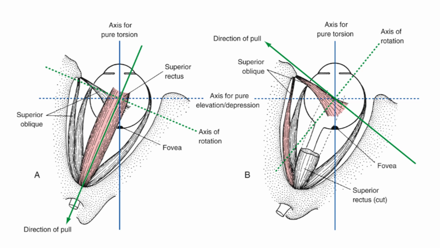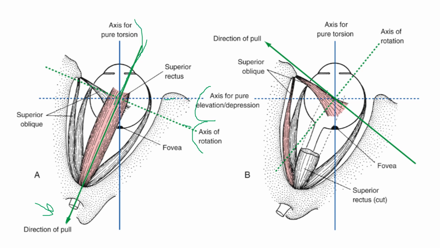Here's a drawing from the book that illustrates what's going on with the different directions of pull. In the first one, A, you can see the direction of pull with this green arrow here. I'll move it around and highlight it so you can see it. This would be the pull coming through here. And then you're going to see the axis of rotation would be this dotted green line here, so it's going to rotate around that direction of pull. Axis for pure elevation and depression would be this blue dotted line here.